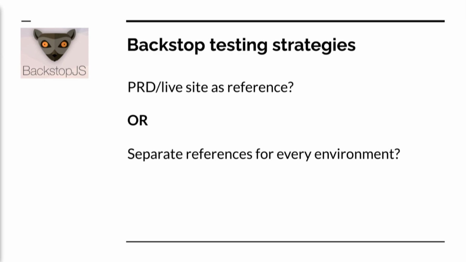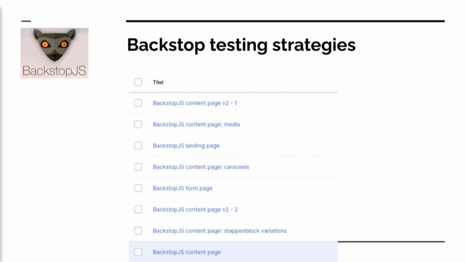Or you could create separate references for every environment. That's what we did at the VDAB. It seemed easier because we do, of course, a lot of changes to how the site visually looks, and otherwise we would have to reference a lot more times. So we created separate references for every environment. We have some custom pages we made with all the variations of paragraphs and components listed, so we can easily go to that page, take a screenshot, and we are sure we have tested most of the stuff on our website.